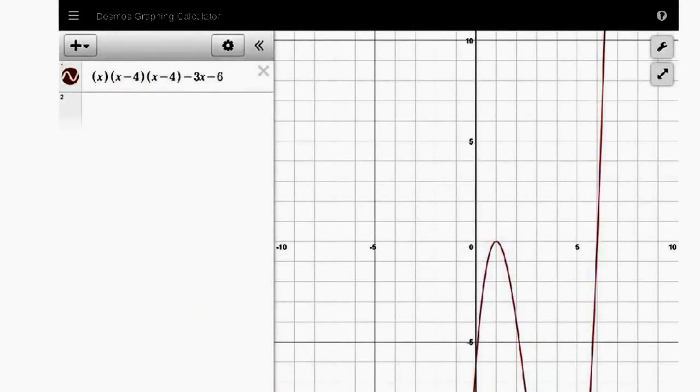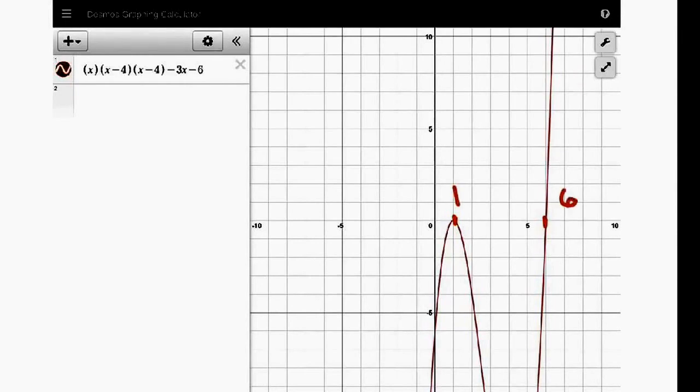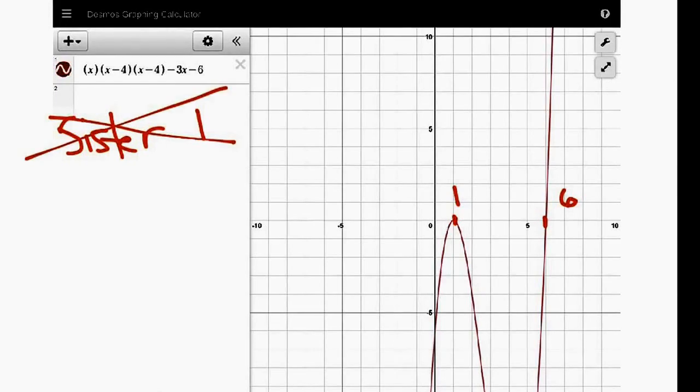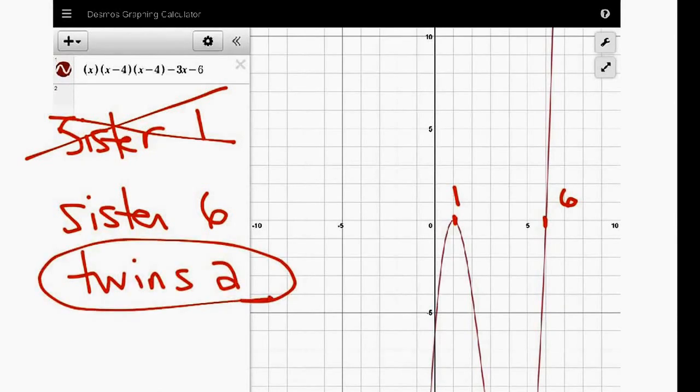So I want you to notice that it hits the x-axis at both 1 and at 6. Here's the thing though. The sister is older. So if we say that the sister is 1 year old and the twins are 4 years less than that, then the twins are negative 3 years old, and that doesn't make any sense. So we disregard that solution. But if the sister is 6 and the twins are 4 years younger than that, then that would mean the twins are 2. And that does make sense, so therefore that must be the solution.